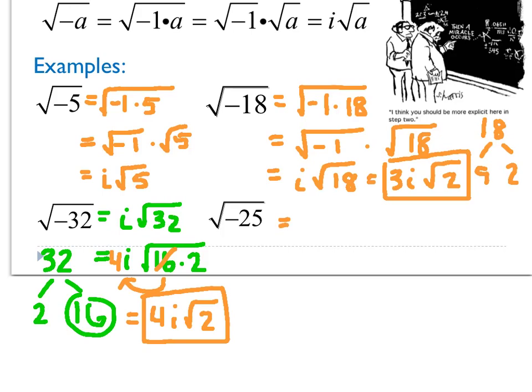And then over here, that's the same. Remember that negative means that the i pops out. So that's i times the square root of 25. Well, the square root of 25 is just 5. So that becomes 5i. And that's my final answer.